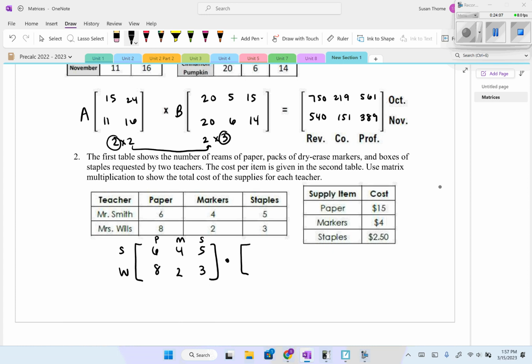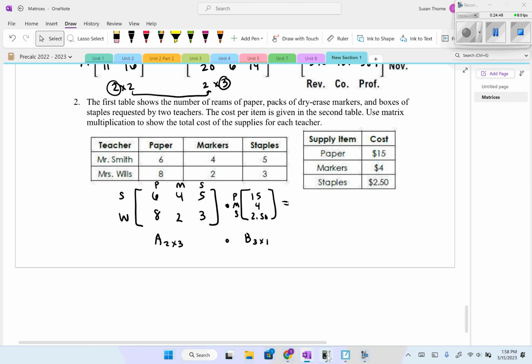This is paper, markers, and staples. And we are multiplying that. So I'm going to put this as A. This is again 2 rows by 3 columns. We're multiplying this, and I'm going to call this one matrix B. So we have paper, markers, and staples. So this is going to be 3 rows by 1 column. So $15, $4, and $2.50. Because in order to find the total cost, you're multiplying the amount by what it costs for paper, markers, and staples.